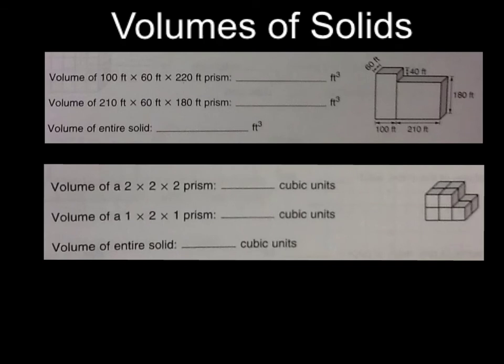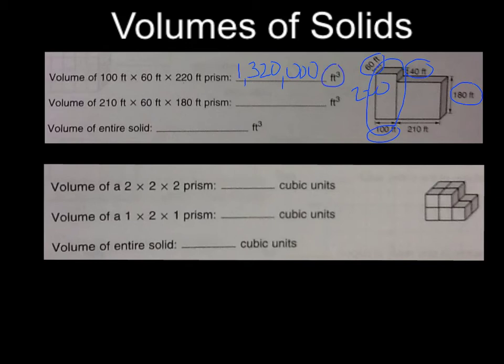Let's do a little bit more practice with finding volumes of odd-shaped solids. First, we need to find the volume of this solid. It is 100 feet by 60 feet by 220 feet. The way I found 220 was I added 40 and 180, and that equals 220. When I multiply these three numbers together, I get 1,320,000. You will notice that my answer is expressed in feet cubed.